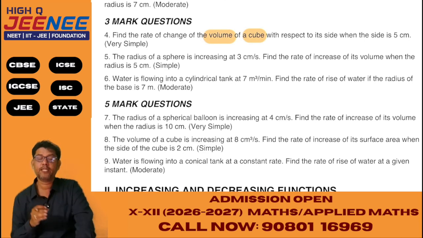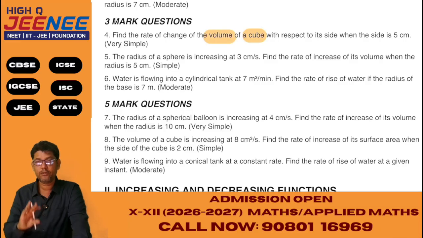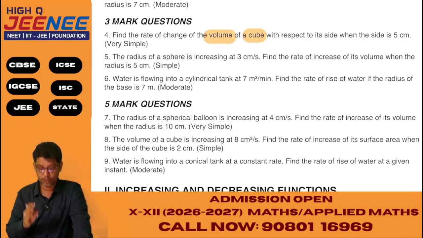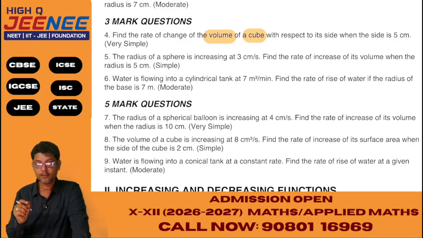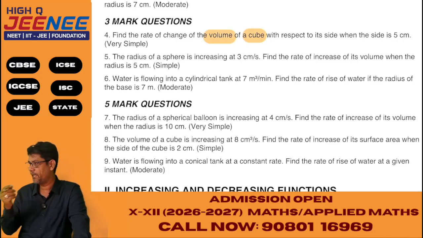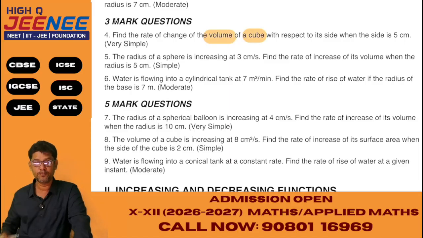Those who are watching the recordings, you also please follow the same procedure that I'm doing. Okay, please write down. Let the radius of a sphere be r. Anything you can take. Next, V be its volume.